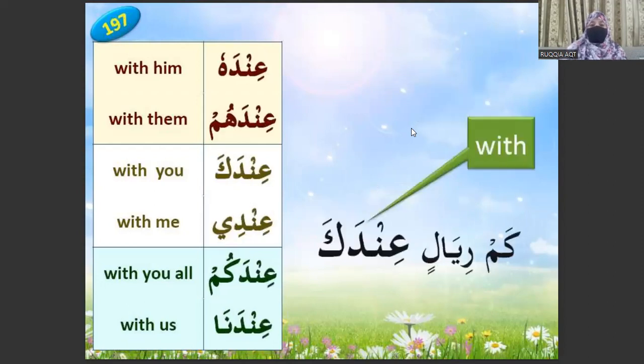Jazakallah khair. Next is inda. Inda means with. And kam riyalin indaka is an example. Indaka, with you. Okay, brother Stein Lahi, please revise this table. Assalamu alaikum.